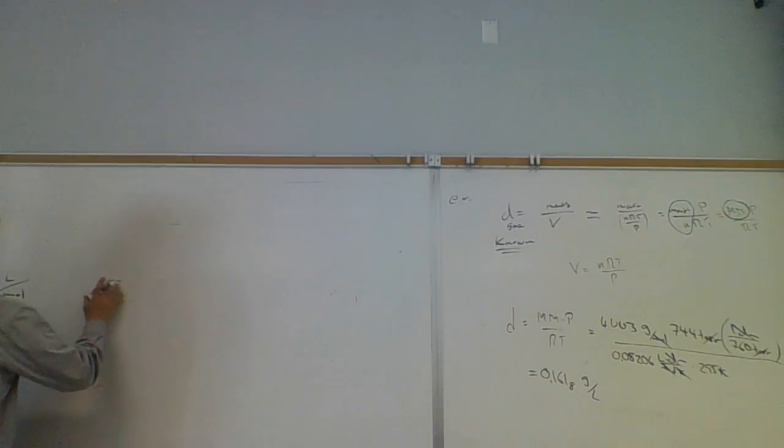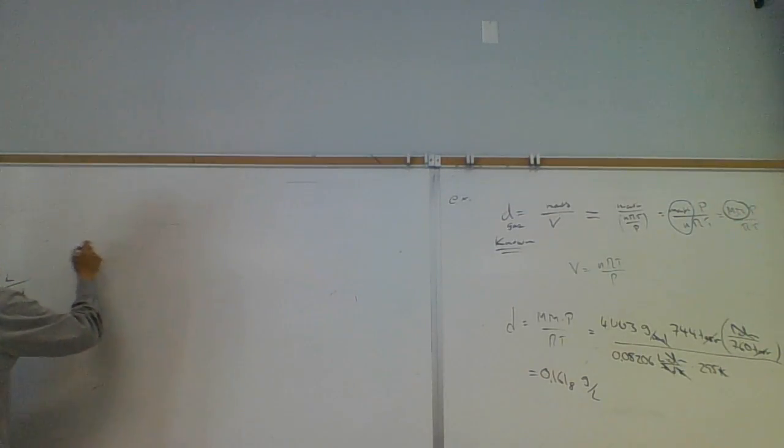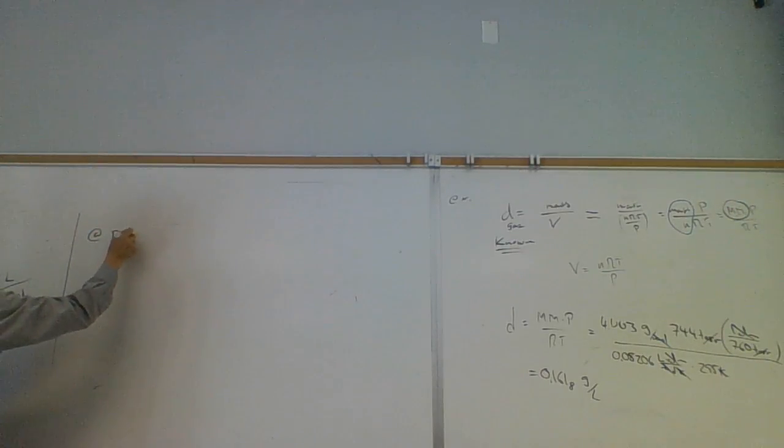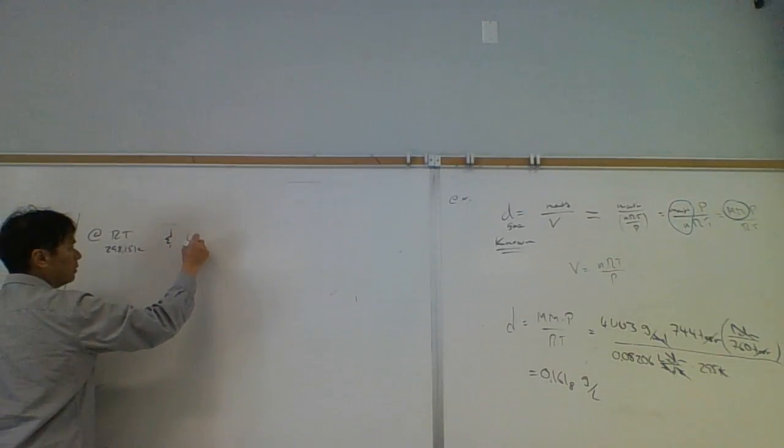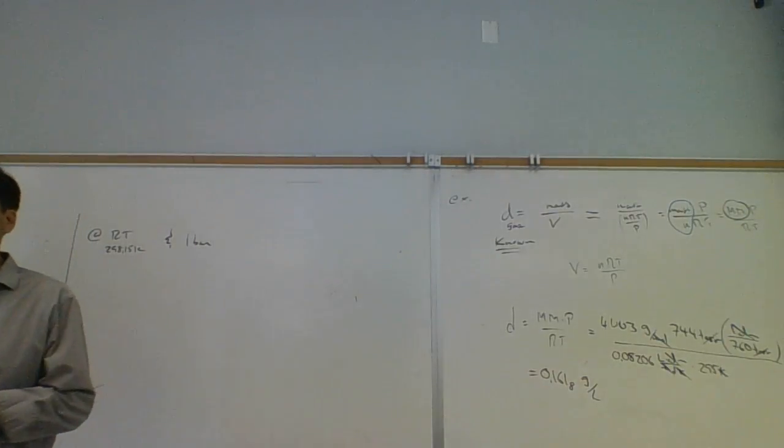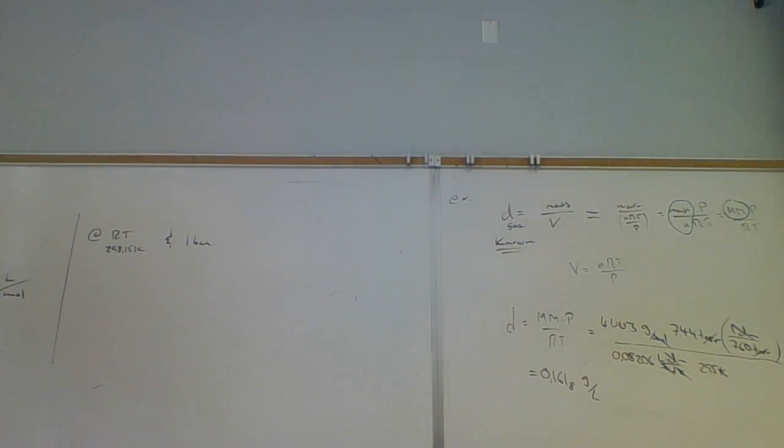The first example calculation, which we're going to come to in a minute, that I'll do on the board here, is the molar volume at room temperature, 298.15 Kelvin, and 1 bar. So what's bigger, a bar or an atmosphere? Which one's higher pressure, 1 bar or 1 atmosphere?